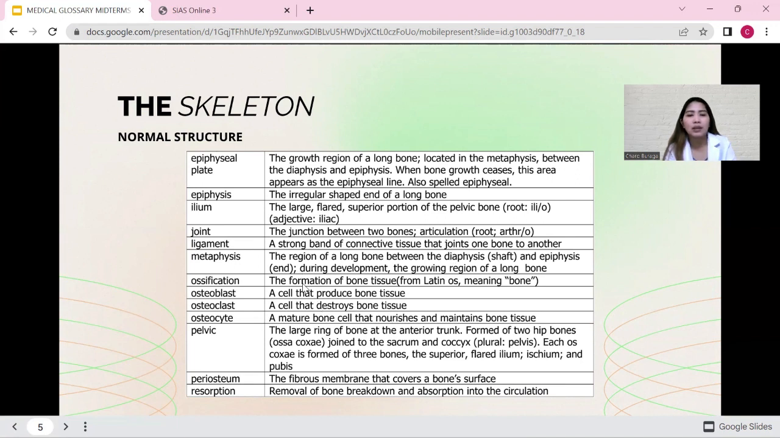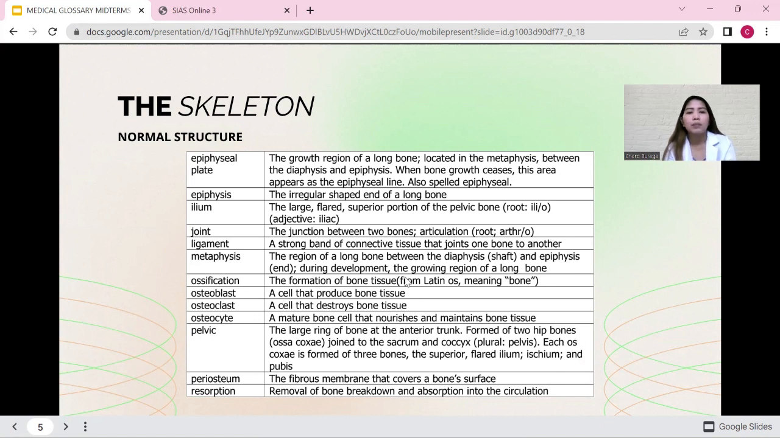The metaphysis, it is the region of a long bone between the diaphysis shaft and the epiphysis end during development. So, the growing region of a long bone. I will draw that later. Okay, the ossification, it is the formation of bone tissue, from the Latin os meaning bone. Formation of the bone tissue, ossification.